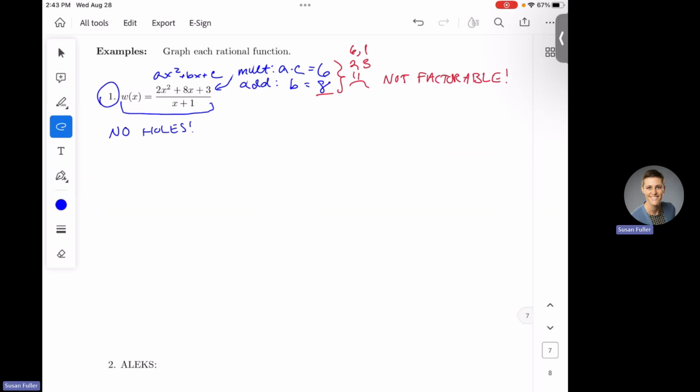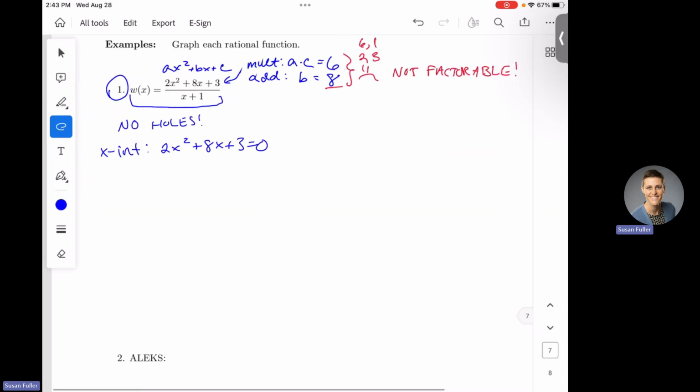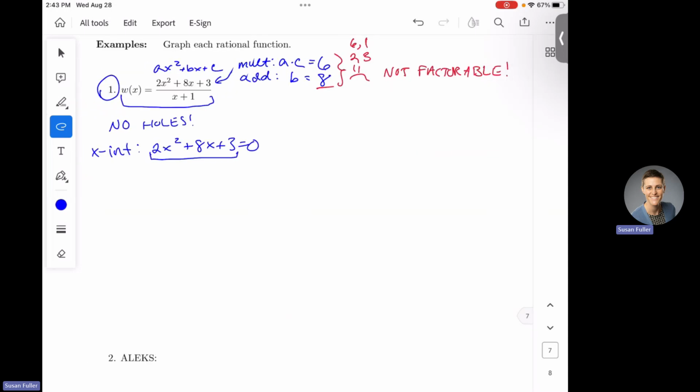Now we're going to look at x-intercepts and vertical asymptotes. So remember, the x-intercepts happen where the numerator is equal to 0. So that's going to be 2x squared plus 8x plus 3. It's going to be wherever that equals 0. To find the zeros of that, you would want to factor this, but again, we already know that it's not factorable. If you really wanted to find your x-intercepts, you could solve this with the quadratic formula, right? x equals minus b plus or minus the square root of b squared minus 4ac all over 2a. You could absolutely do that and find your x-intercepts.